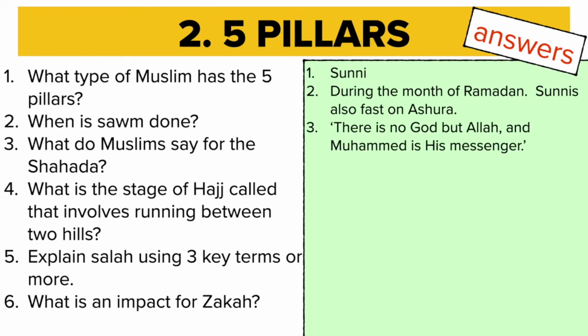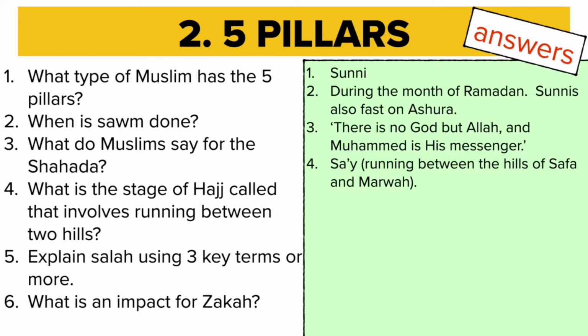So the Shahada is saying there is no God but Allah and Muhammad is his messenger. Of course, this is usually said in Arabic. Question 4. Well, the stage which involves running between the 2 hills is called Sa'i. And they're running between the 2 hills. The hills are called Safa and Marwa.